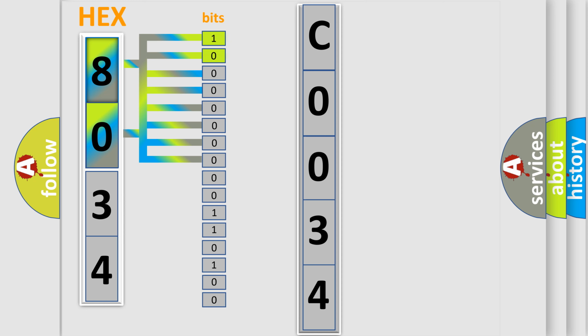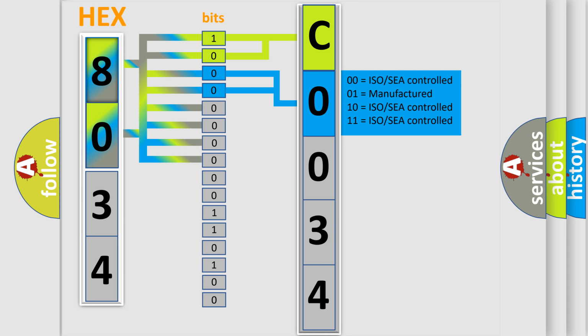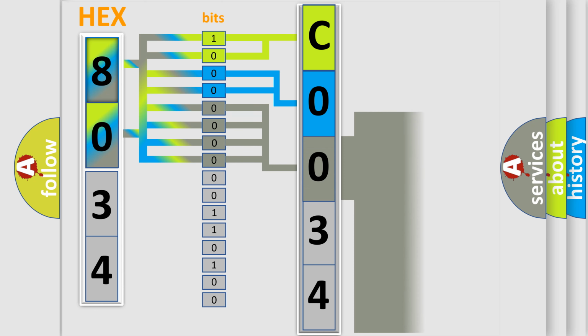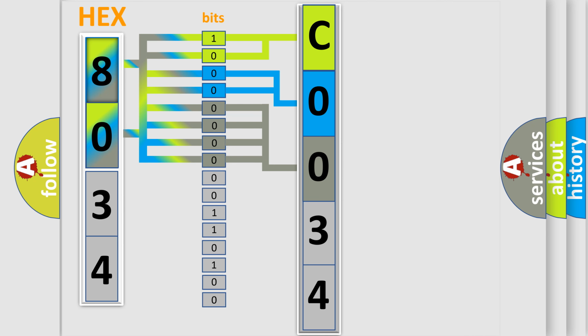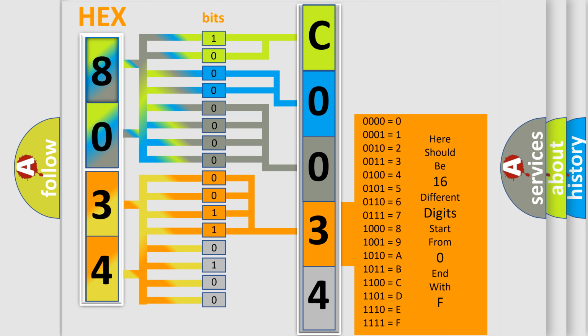By combining the first 2 bits, the basic character of the error code is expressed. The next 2 bits again determine the second character. The last bits of the first byte define the third character of the code. The second byte is composed of a combination of 8 bits. The first 4 bits determine the fourth character of the code. And the combination of the last 4 bits defines the fifth character.